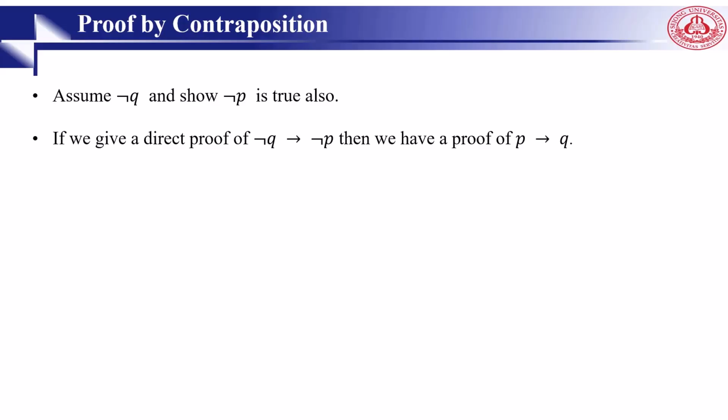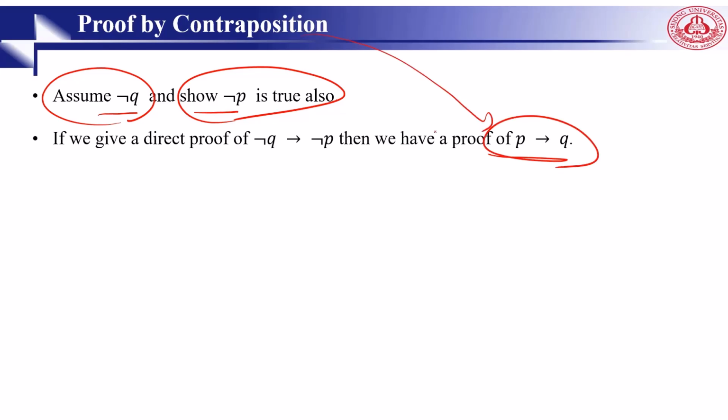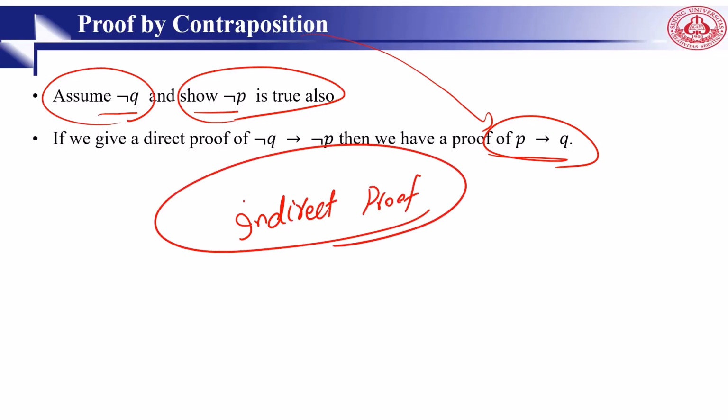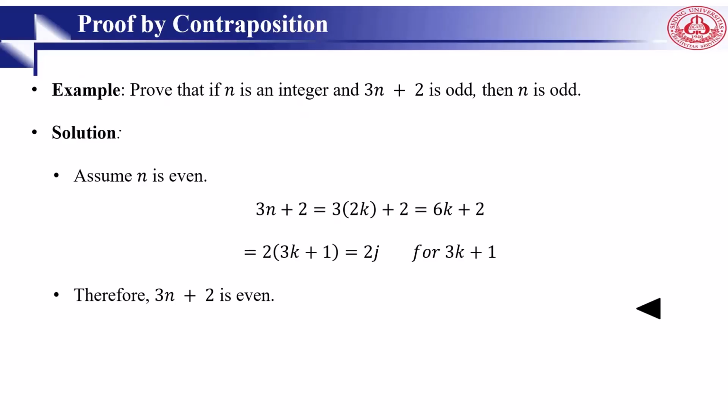So we also approach the problem indirectly, by contraposition and contradiction. Assume not q and show that not p is true. This is our assumption, and this is what we want to prove. If we give a direct proof of not q implies not p, then we have a proof of p implies q. This is called contraposition. This is sometimes also called indirect proof, contraposition, or indirect. Let's see one example to understand contraposition.